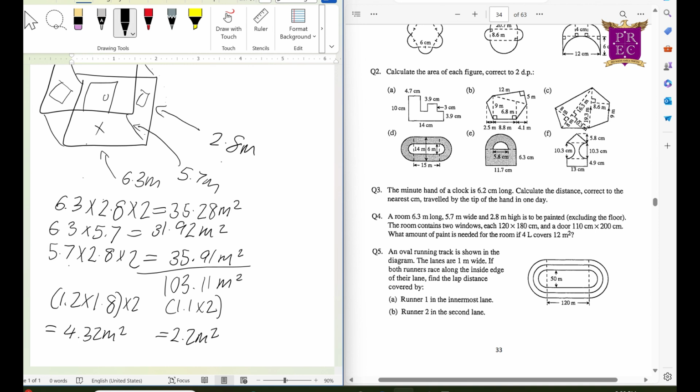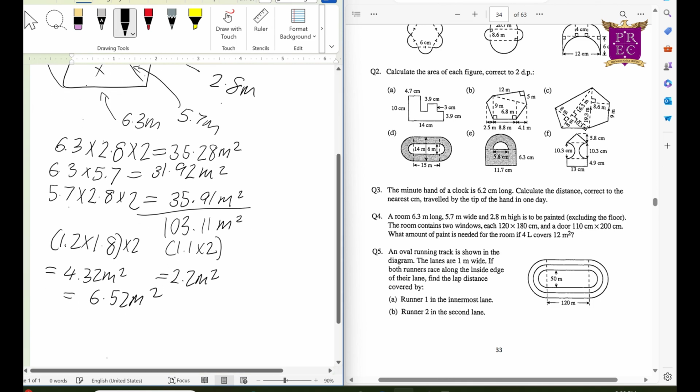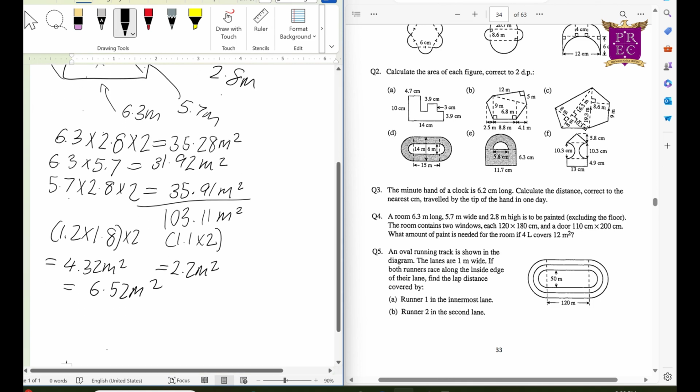6.52. We'll add them up: 6.52 square meters. What we do now is we take away 6.52 square meters from the total amount that we got here.